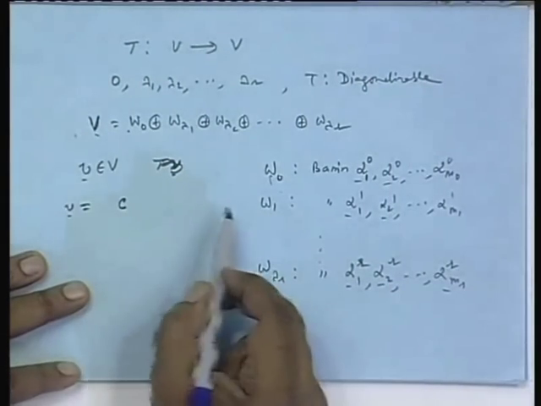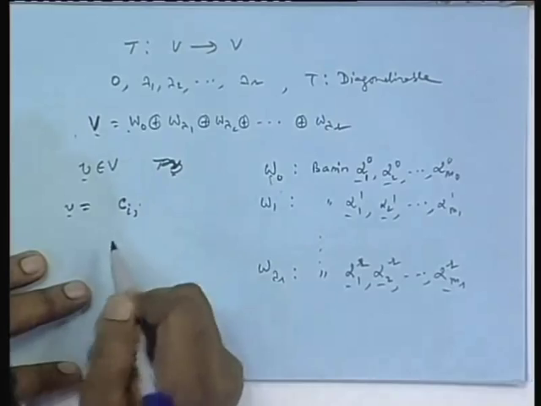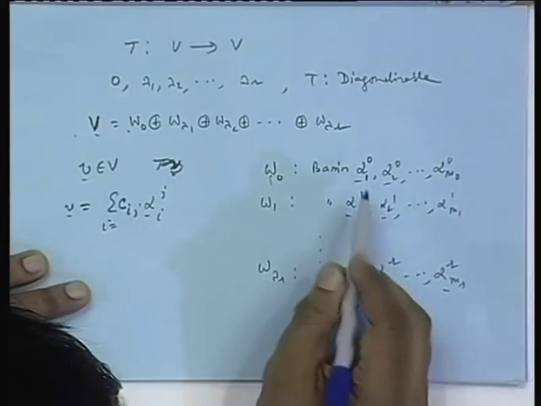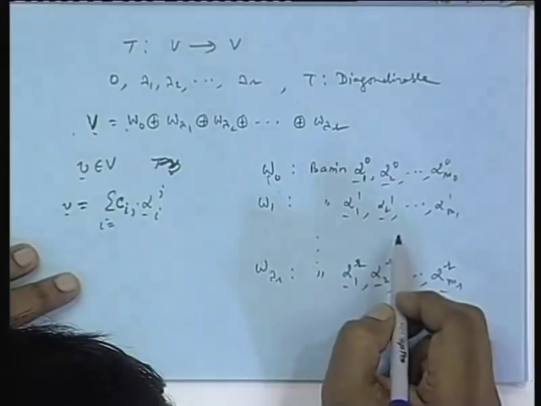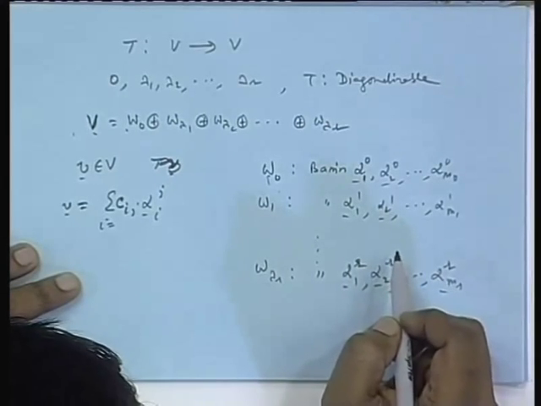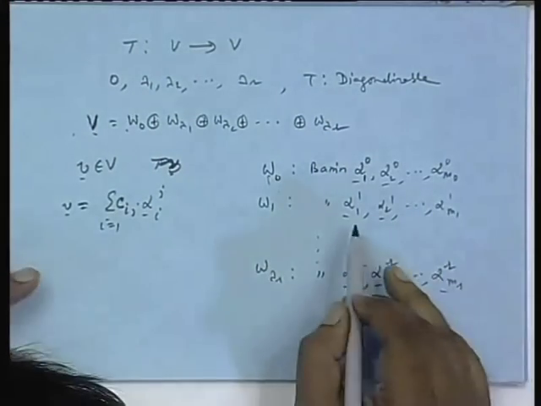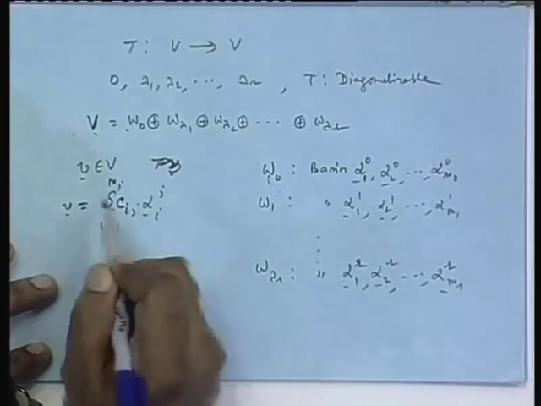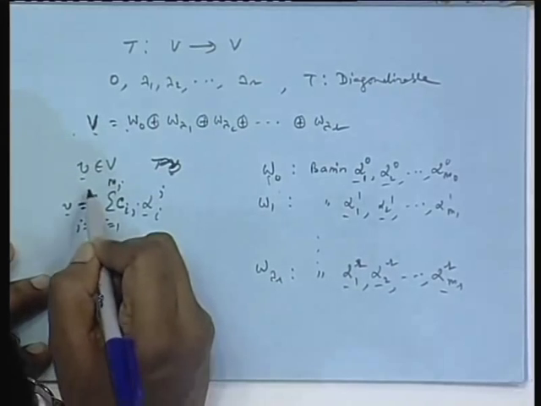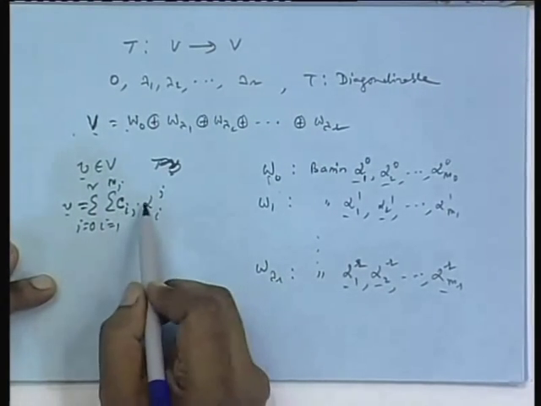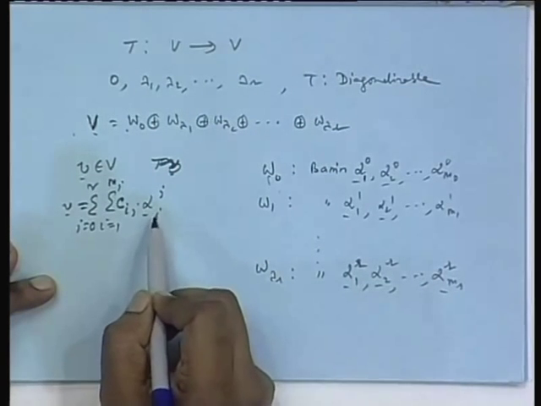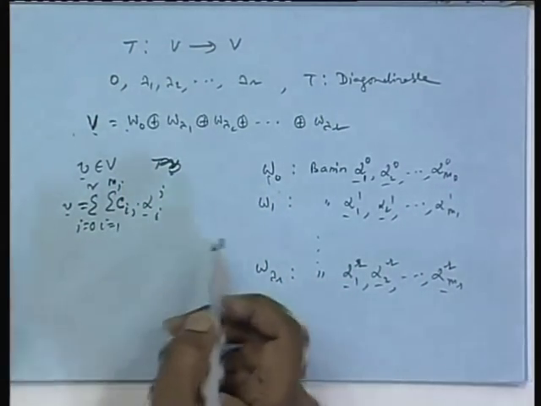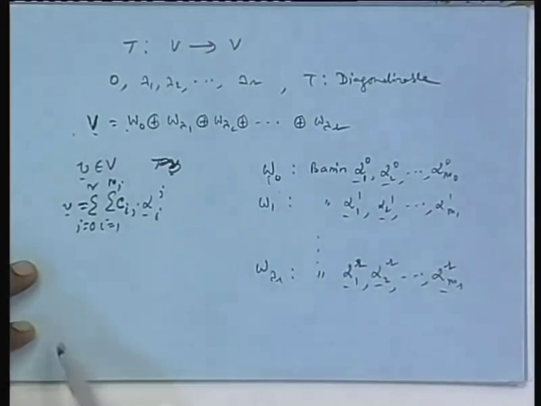v equals the sum over j from 0 to r, and i from 1 to m_j, of c_ij alpha_j,i. For j equal to 0, we have alpha_0,1, alpha_0,2, ..., up to alpha_0,m_0, and likewise. It is just notation; actually I am doing nothing but linearly combining them.